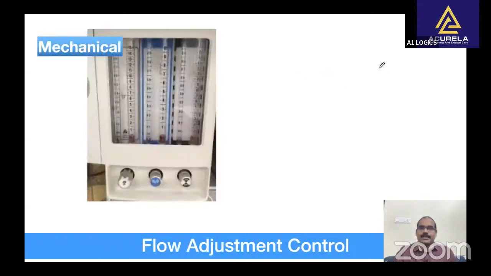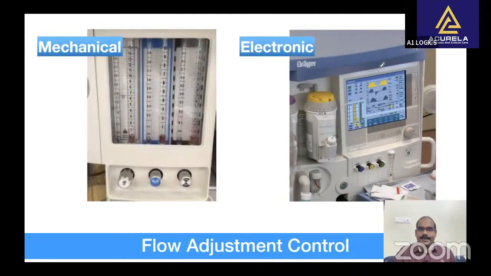Flow adjustment controls regulate the flow of oxygen, air and other gases to the flow indicators. There are two types of flow adjustment controls, mechanical and electronic. There may be one more type which can be called transitional, where you will be dialing a flow control knob, but eventually you will get a flow indication in a digital format on your screen.